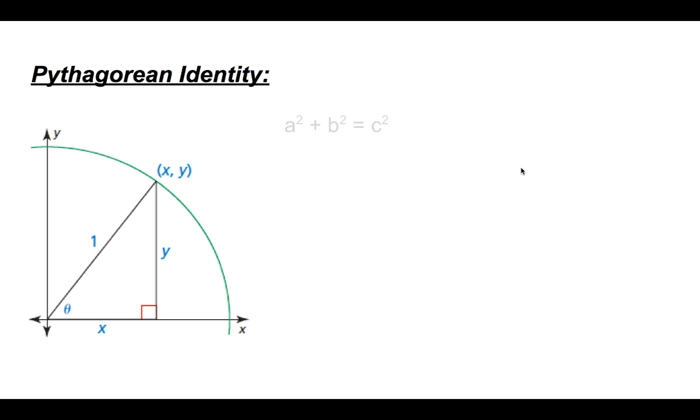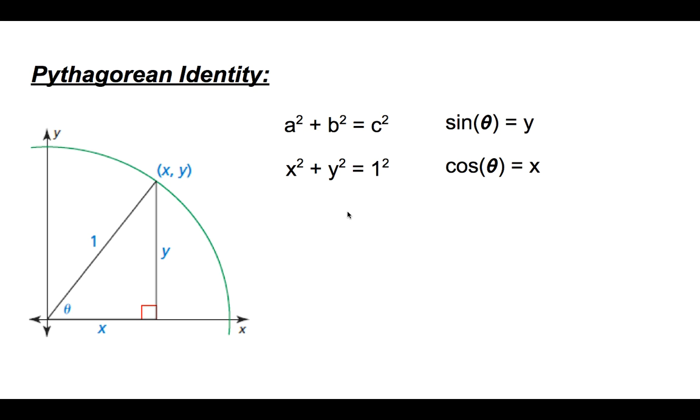So notice the Pythagorean theorem, we've talked about it before. It's a squared plus b squared is equal to c squared. But based off of that last image, I can call a x, right? And then b is my y. And then my c is my hypotenuse of 1.